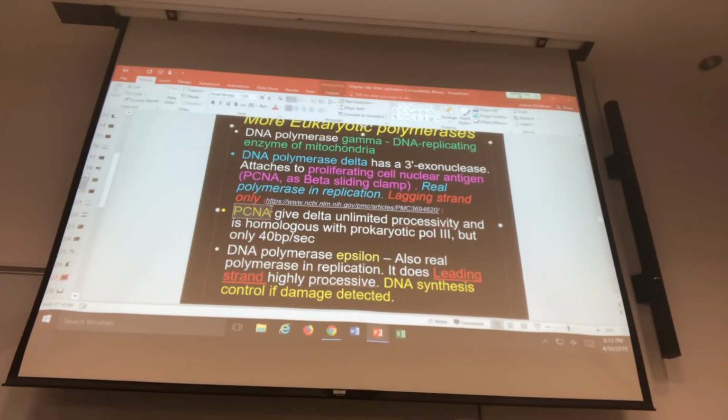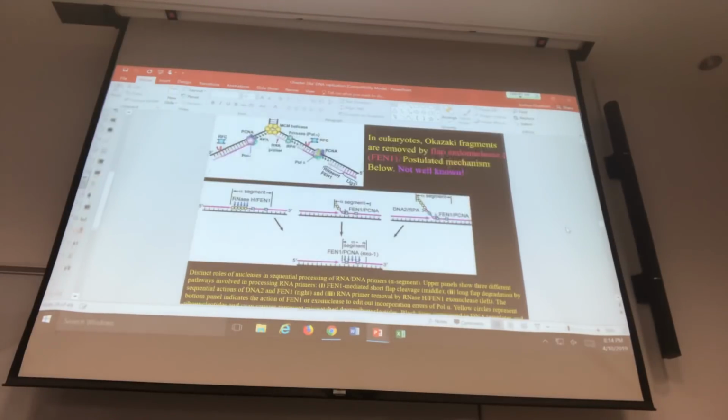You do need to know this thing, that PCNA is a special subunit very similar to the beta sliding clamp that helps DNA polymerases in eukaryotes have enormous processivity. Not necessarily unlimited, but definitely increases the processivity of these DNA polymerases. All right.